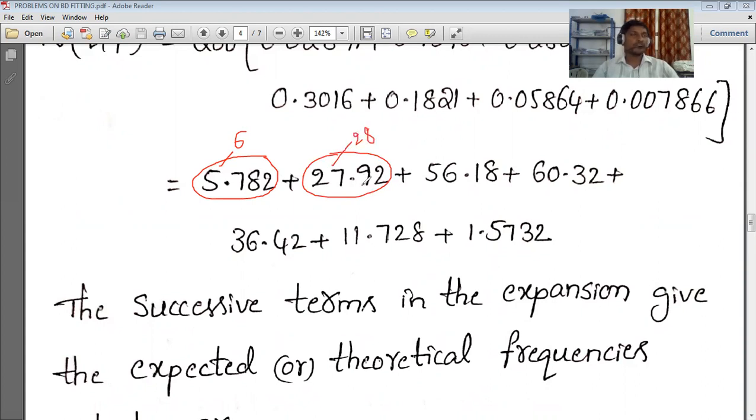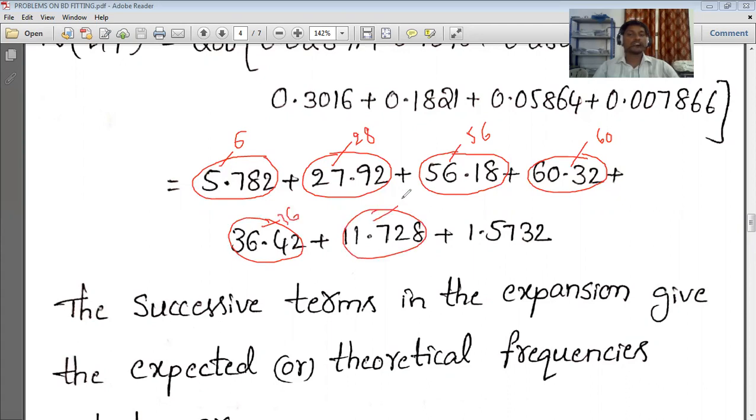If the digit after the decimal is 0.5 or above, we simply round up. And 56.18 we write as 56, and next 60.32 we write as 60. Next 36.42, so this is 36. Next 11.728, we can write 12. And 1.57 we can write as 2. So these are the expected frequencies we got.